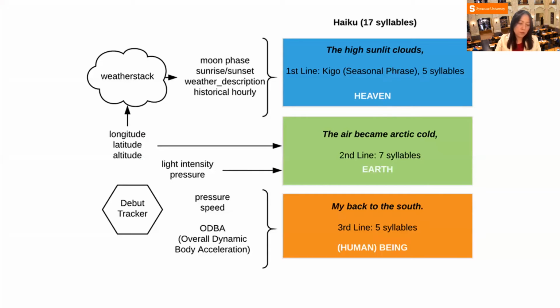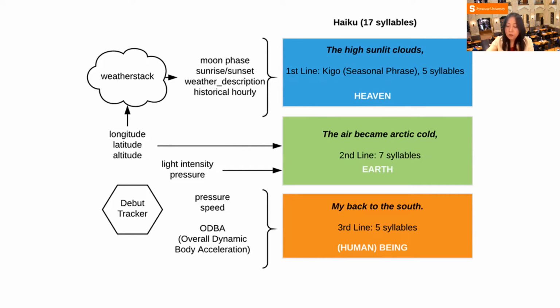This is a simple diagram to basically show how we did this. Haiku requires a total of 17 syllables. Some of you might know this. And the 17 syllables appear in 3 lines. We decided to associate these 3 lines with the 3 principles of ancient philosophy, of course, heaven, earth, and human being, just to express the view of how human life and society could be integrated with the order of the natural world.